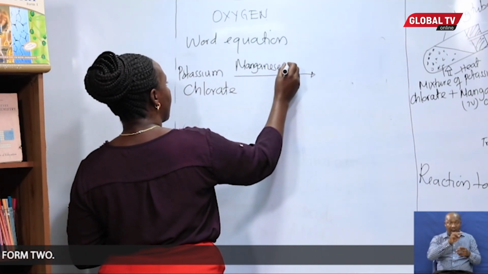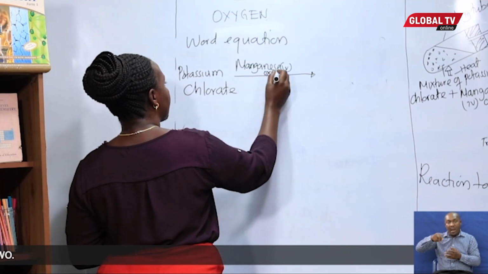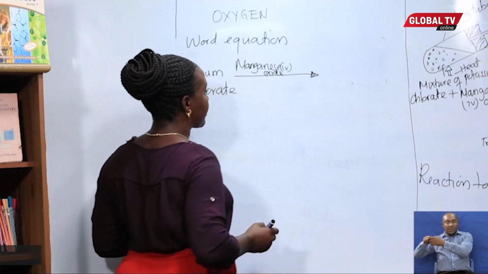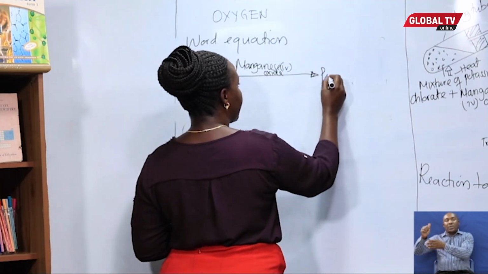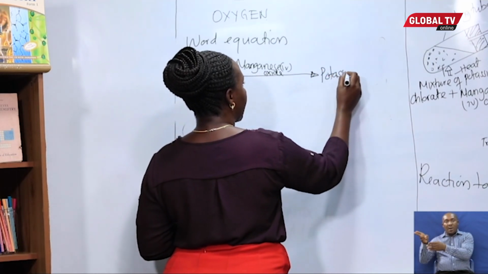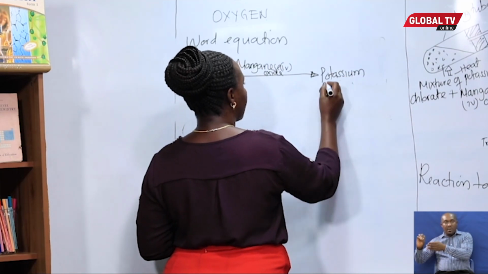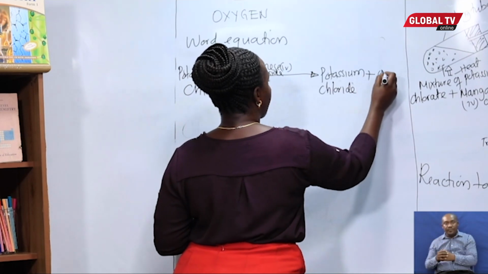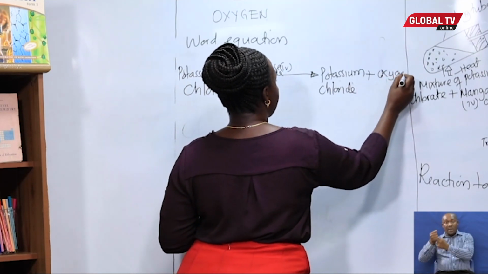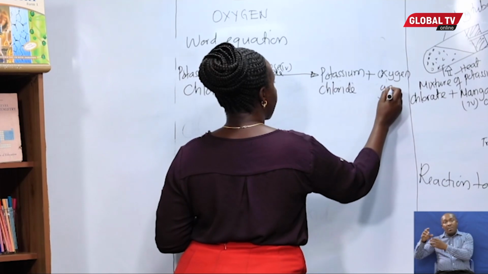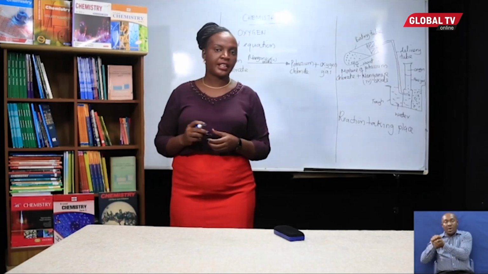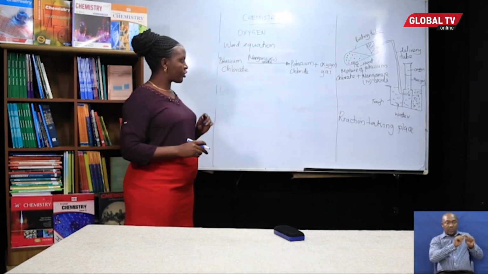Manganese dioxide. What will be the product? This arrow indicates the product. It is potassium chloride plus oxygen gas. So we are getting potassium chloride plus oxygen gas. That is the product which is given out during the reaction in the boiling tube.